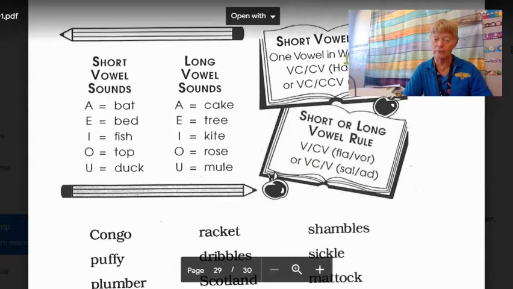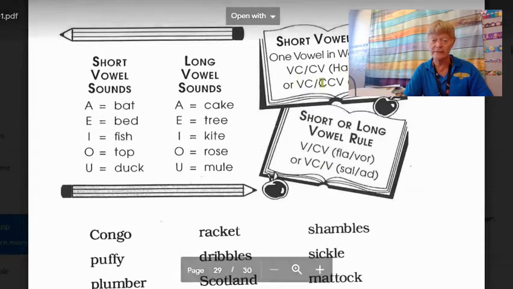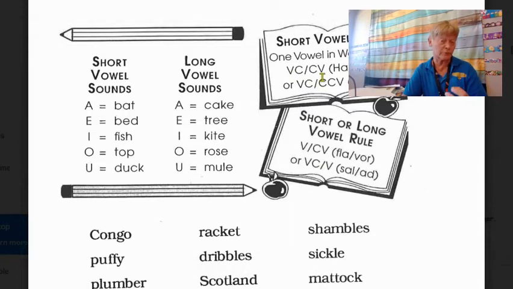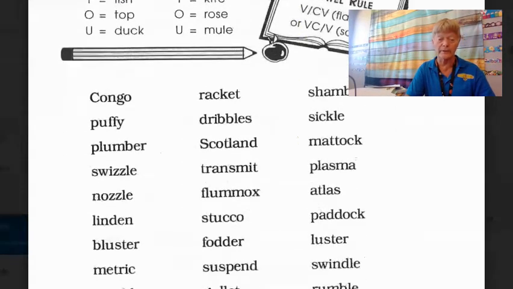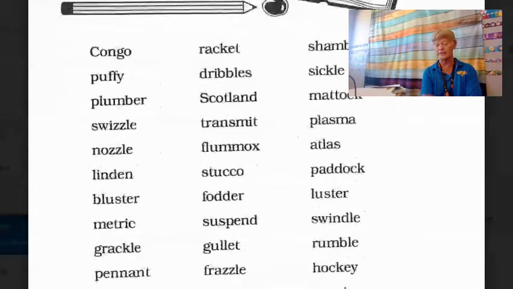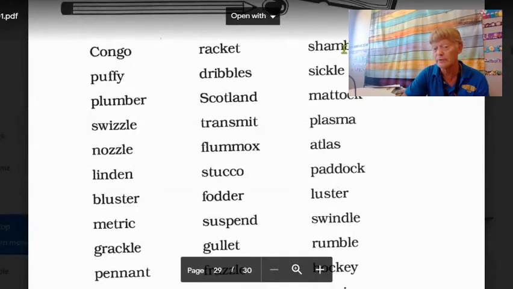Once again, the vowel rules are up here. One vowel in the word is short, and 2 or more consonants in between 2 vowels makes the first vowel short, and you divide it after the first consonant. And then, as I've said many, many times, the short vowel sounds are there. But the real work in this chapter on all the sheets that are within it is to practice reading them. And these words just progressively get harder, which means you might not know some of these words, which means you have to use the strategy. And that's the whole purpose of this.